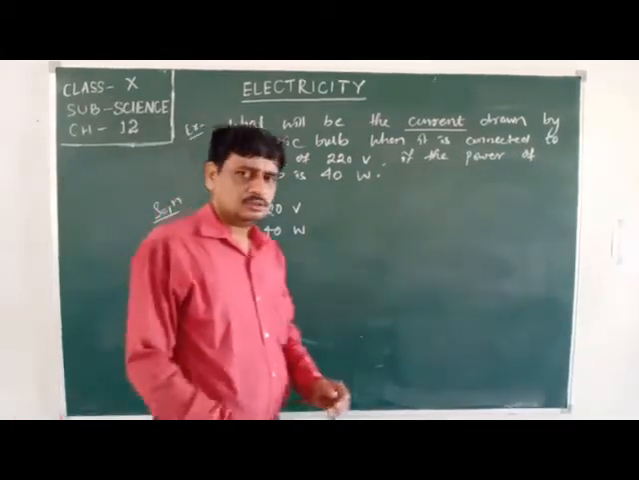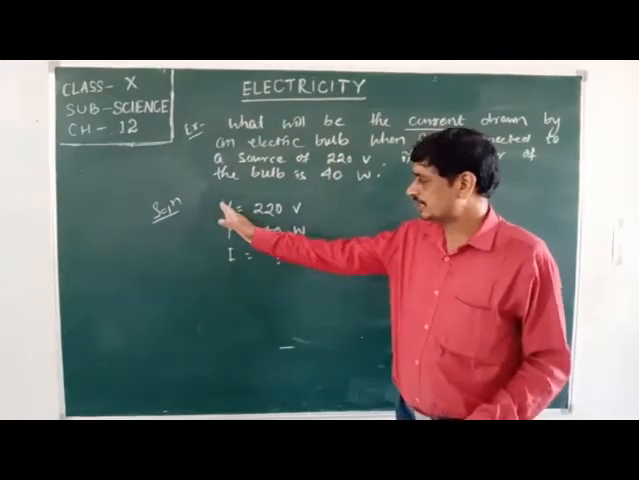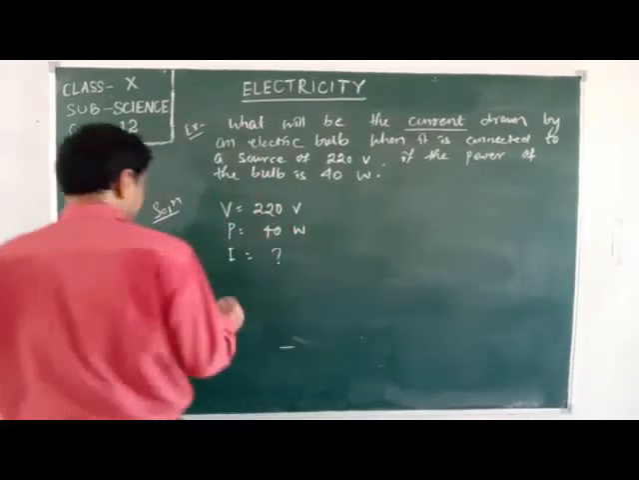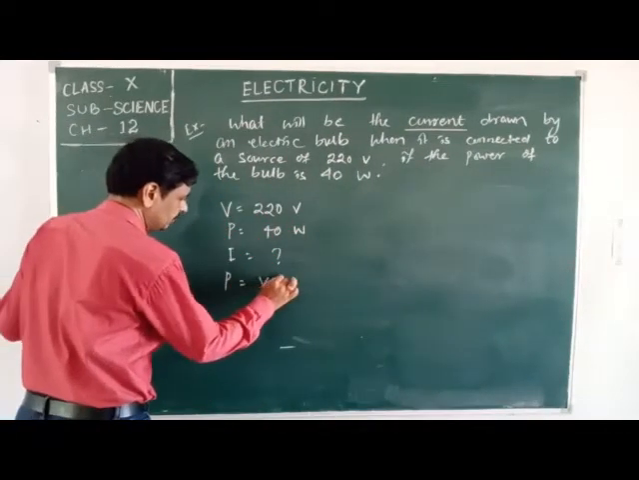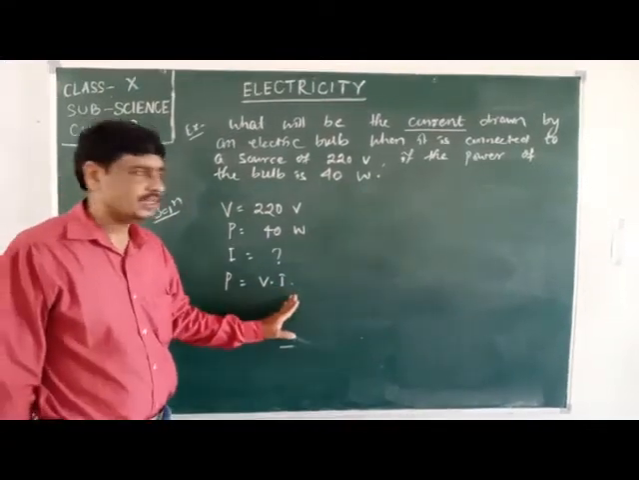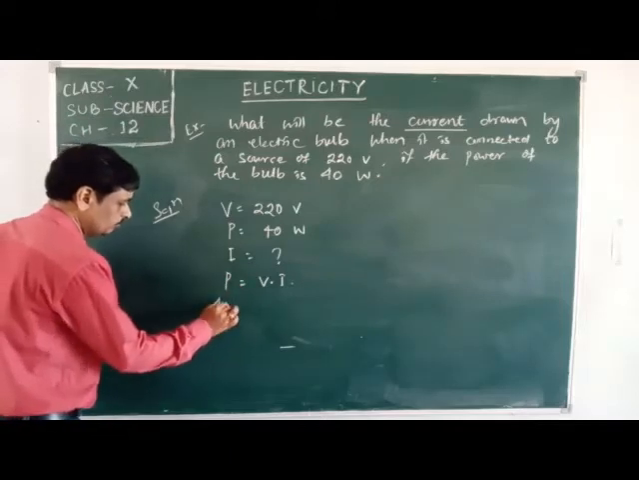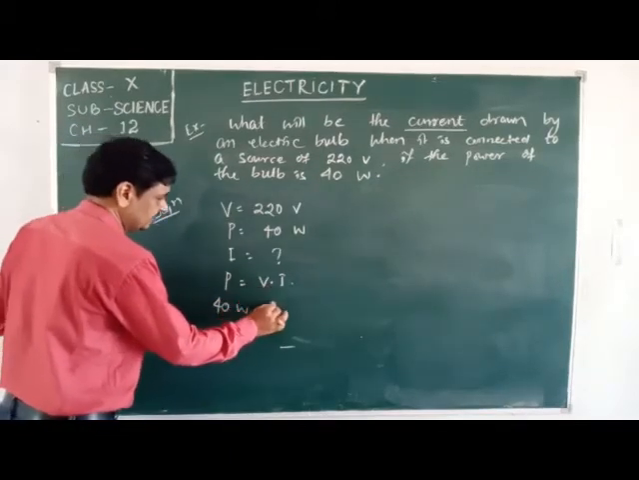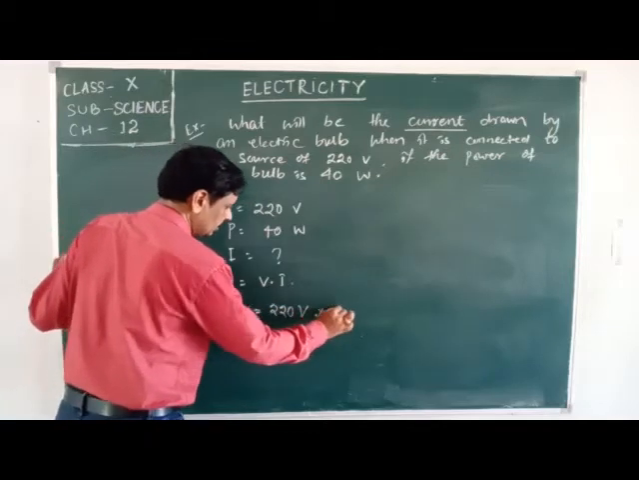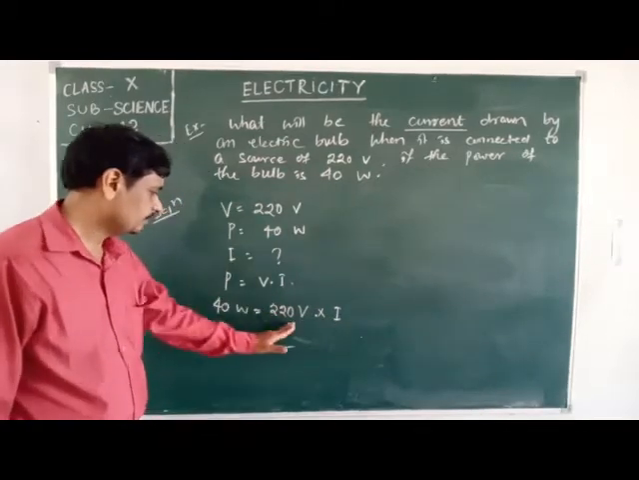First we have to find the relation between potential difference, power and electric current. Here the relation is P is equal to V into I. Power is the product of potential difference and current. Now put the values here. P is 40 watt, potential difference is 220 volt and current I. So I is equal to 40 by 220.